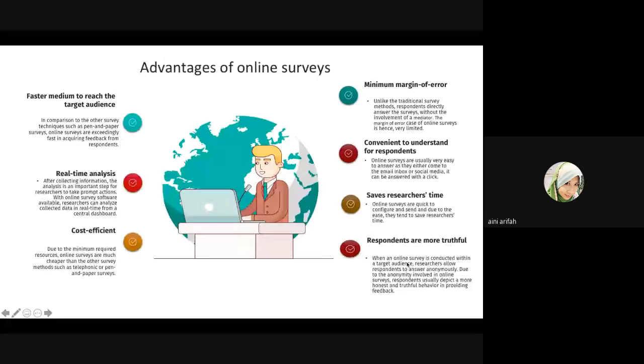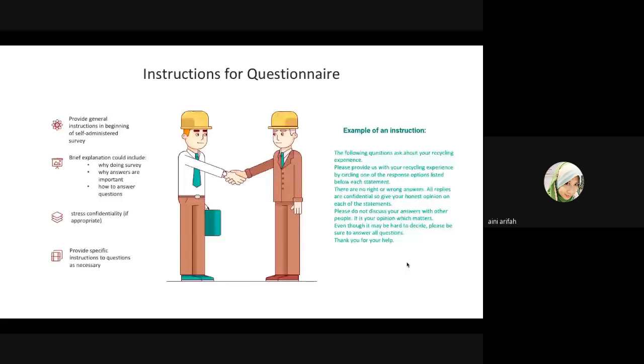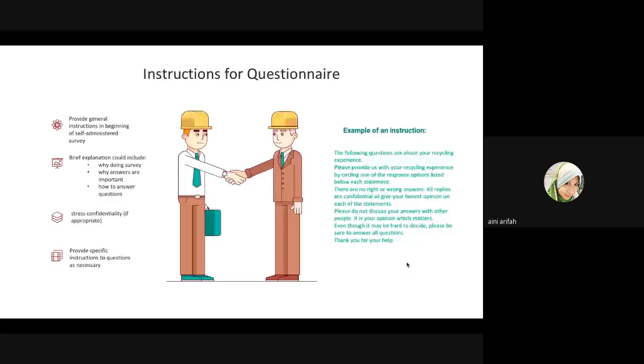Before you actually start your survey, make sure you have instructions to the respondents. Why? Because it can provide a general instruction in the beginning of the self-administered survey, where you can explain the reason why you're doing the survey, why the answers are important, and how to answer the questions. You can also stress confidentiality if you need, and it also provides specific instructions to questions as necessary. So here I have an example of an instruction before you start the questionnaire.